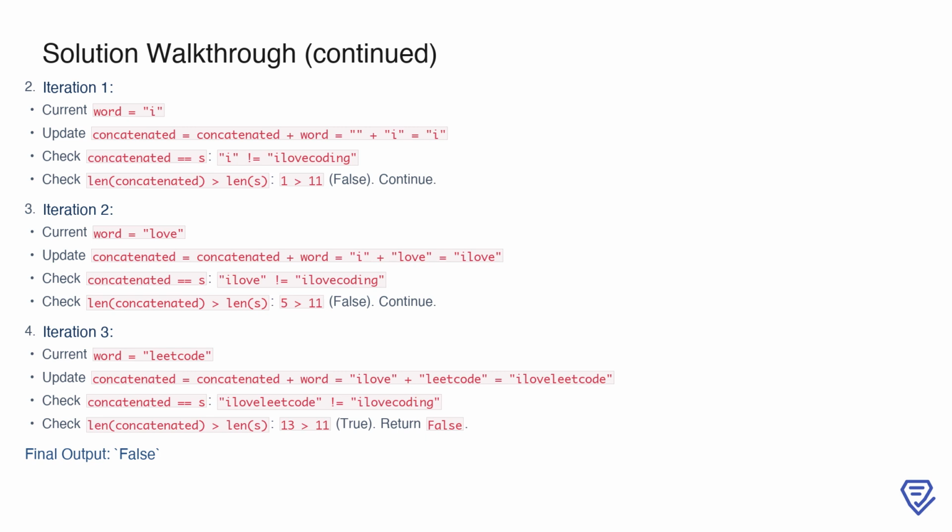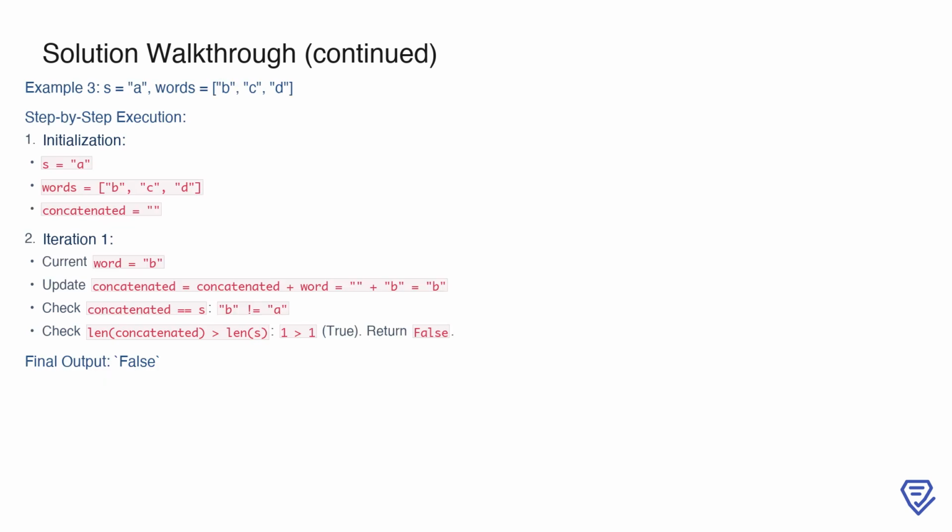third iteration. Here, the current word is "LeetCode". Appending this to concatenated results in "a love LeetCode". When we compare this with s, it is clear that "a love LeetCode" does not match "a love coding". However, at this point, the length of concatenated becomes 13, which exceeds the length of s. This tells us that it is impossible for s to be a prefix of words, so we return false. This concludes the second example.